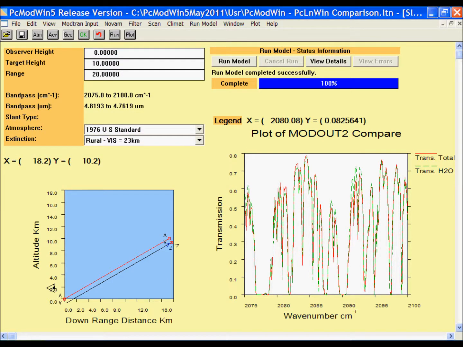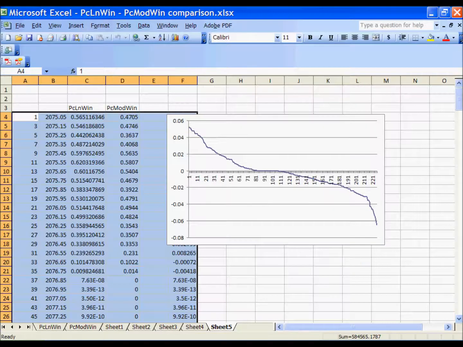Right, as you can see, the comparison or the overlay is extremely good. There are spectral regions where there is a difference, particularly between about 2090 wave numbers and 2093 wave numbers. However, overall, it's a very good comparison. This is an Excel plot where we plotted the percent difference starting from the highest to the lowest. And as you can see, the differences fall within a range of about plus or minus 6%.